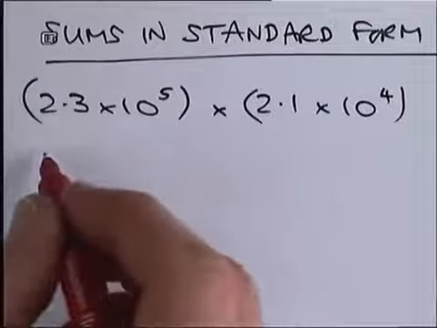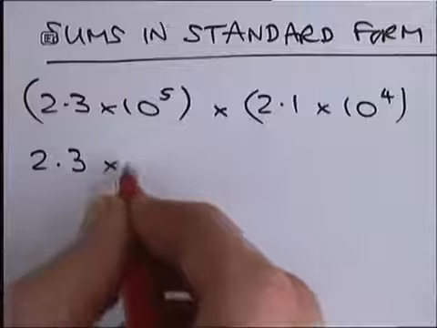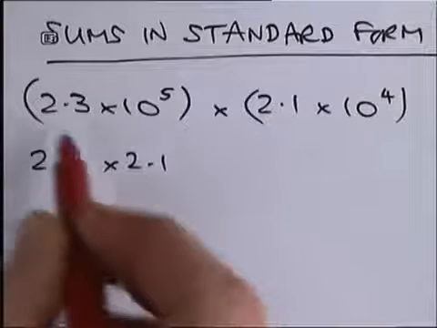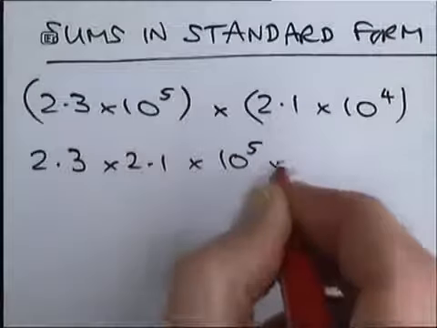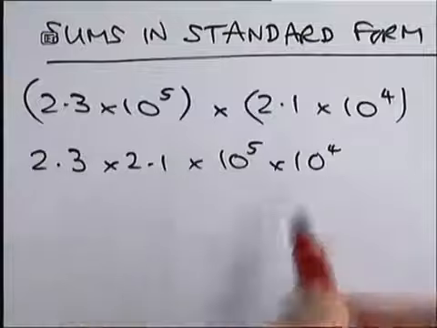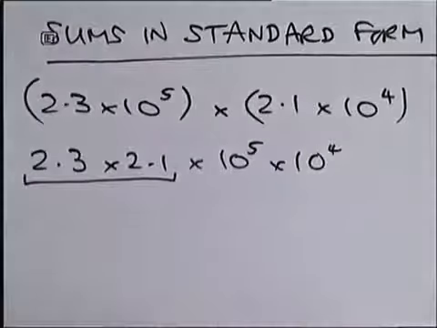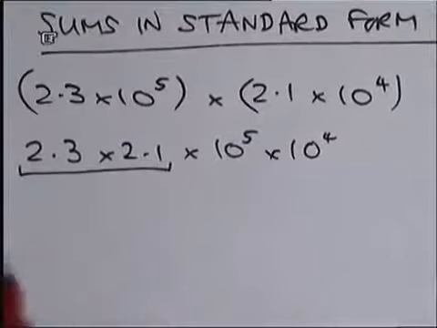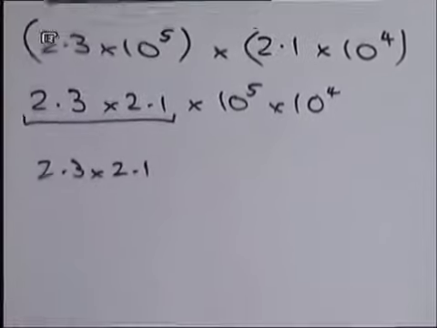First thing you can do, if you're timesing, you can write the numbers down in any order you want. So first of all, I'm going to write down the normal numbers, and then I'm going to write down the 10 to the power numbers. So I've brought my normal numbers together and my 10 to the power numbers together. Now I need to do 2.3 times 2.1. And I'm going to do this first of all using the grid method.